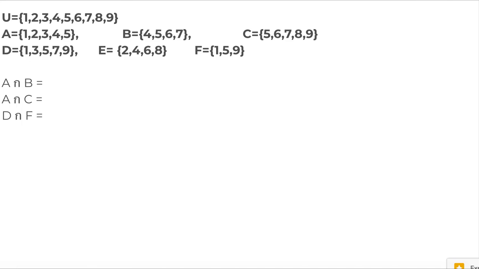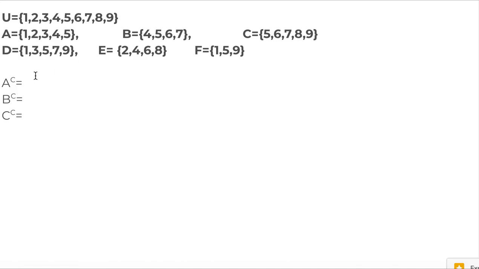Alright, next question is to find the intersections. What are the common elements between A and B? So that's going to be 4 and 5, right? What are the common elements between A and C now? So that's going to be 5 alone. What are the common elements between D and F? So that's 1, 5, and 9, right? Okay.